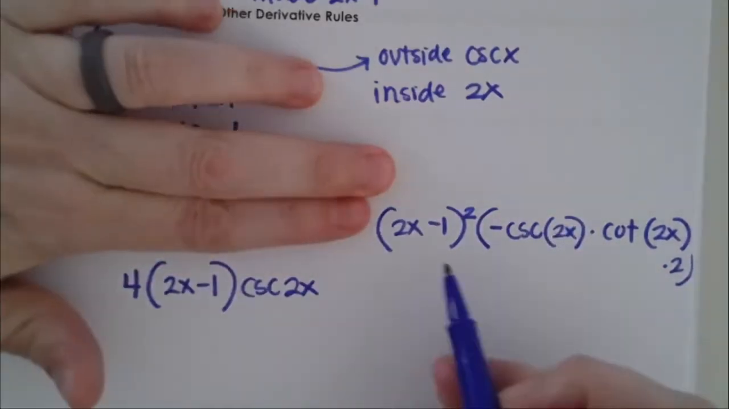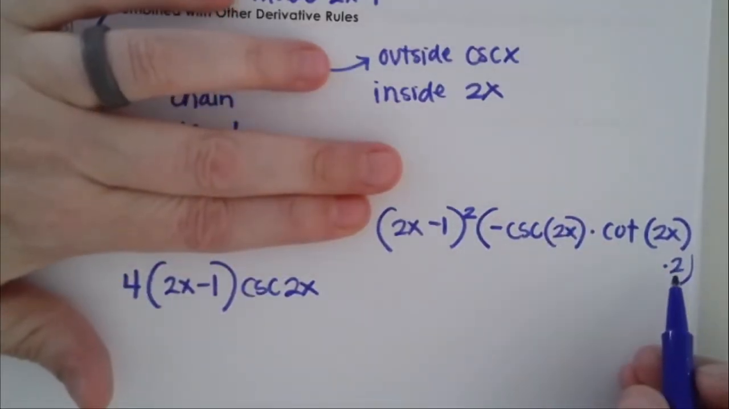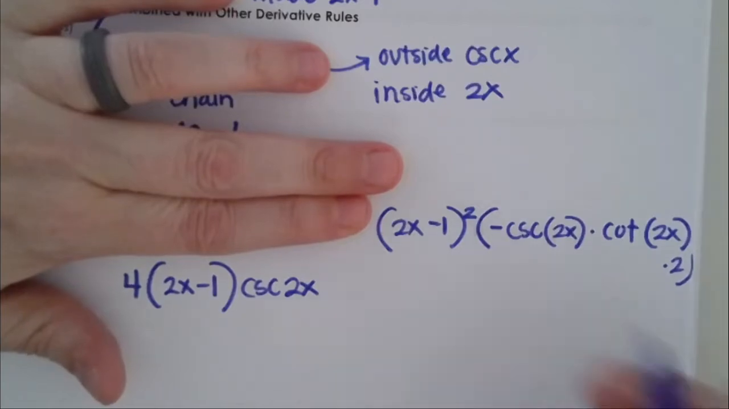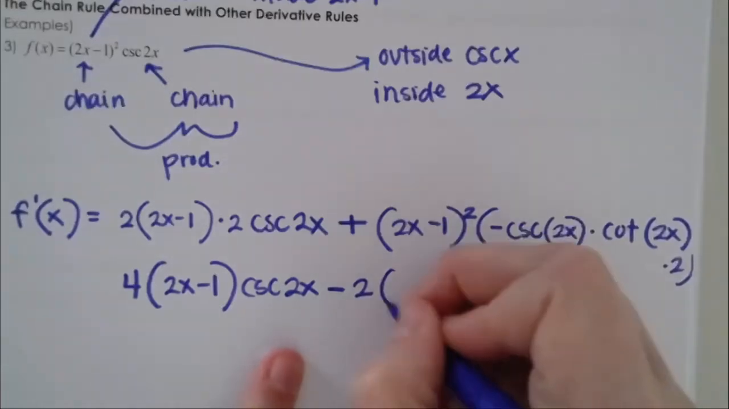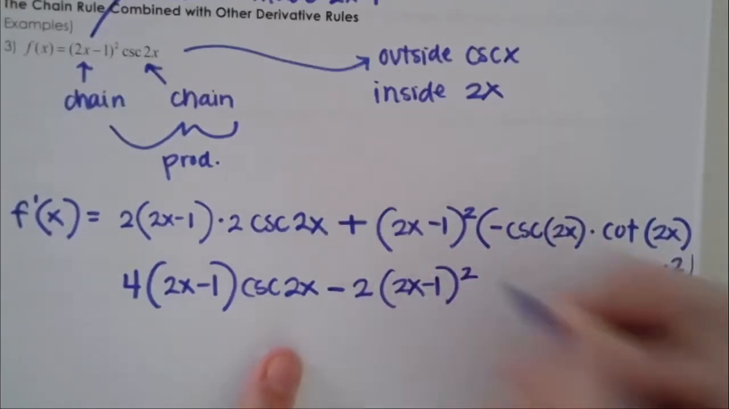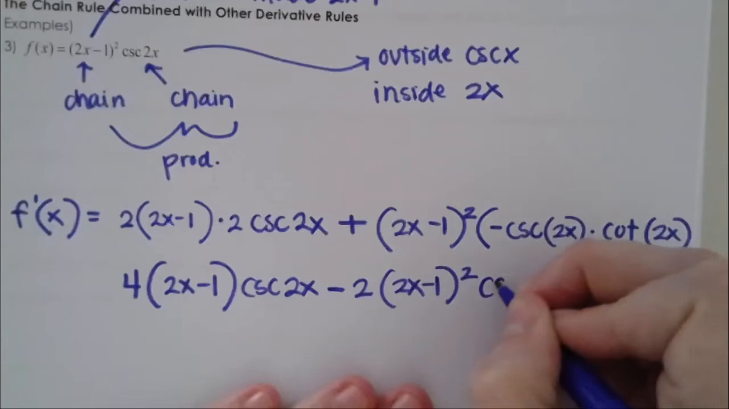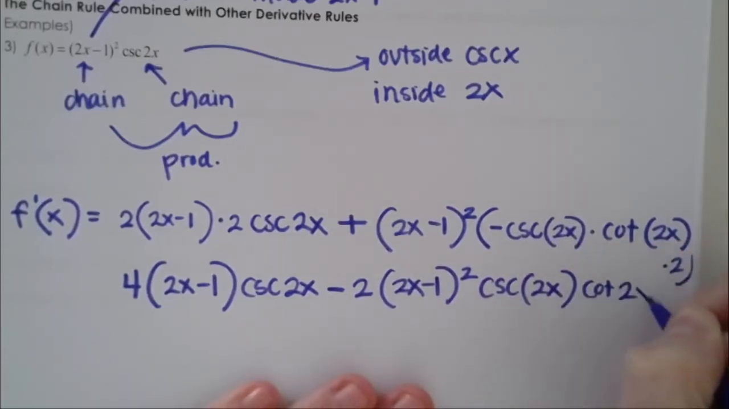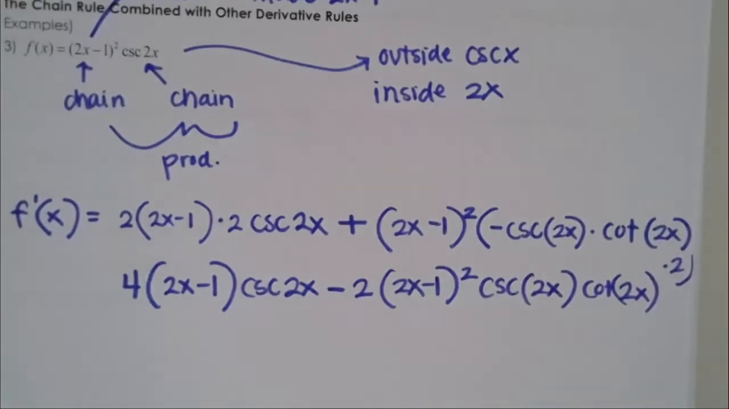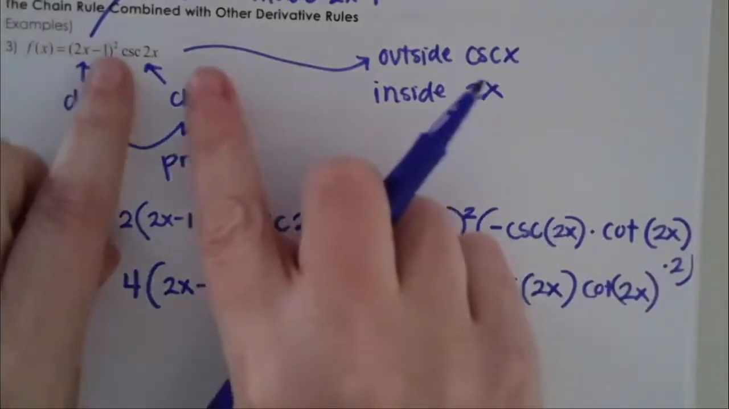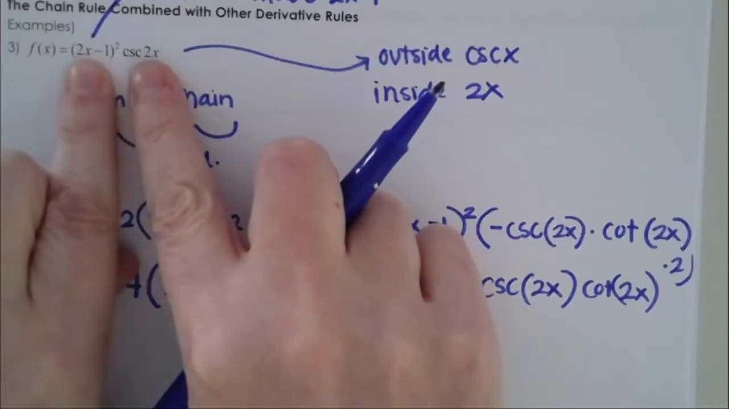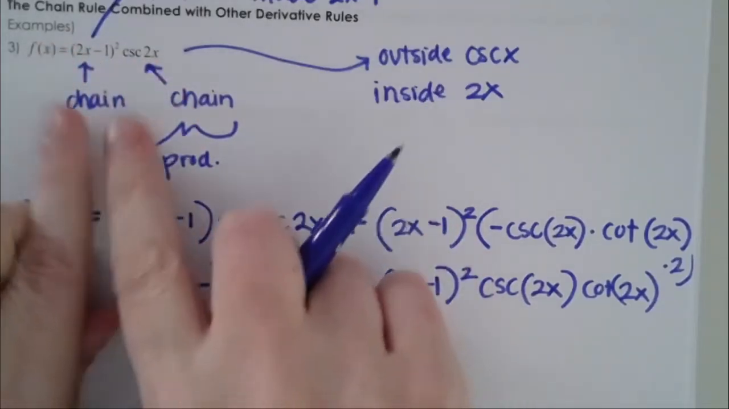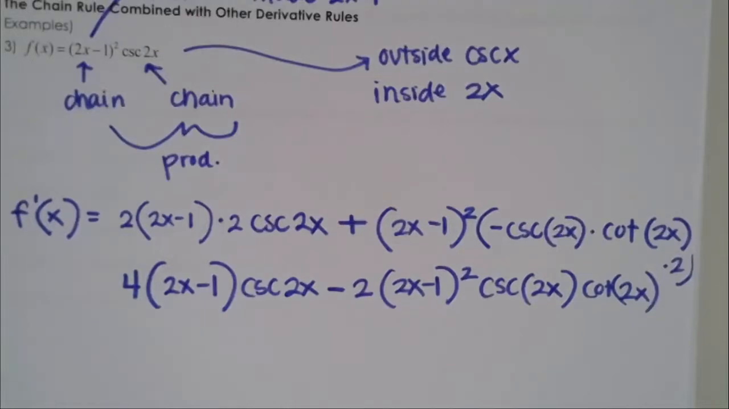Now on this side of my plus sign, I've got 2. I've got a negative, so I'm going to go ahead and change this to negative 2. I'm going to leave this 2x minus 1 squared, and then that just leaves me with the cosecant 2x and the cotangent 2x. And that's about as pretty as I'm going to make that one right there. So this had a product rule because we had this function and this function, but each of those had their own chain rules there. So if you need to pause, rewind, try it again, you can.